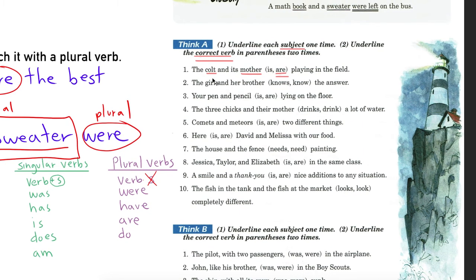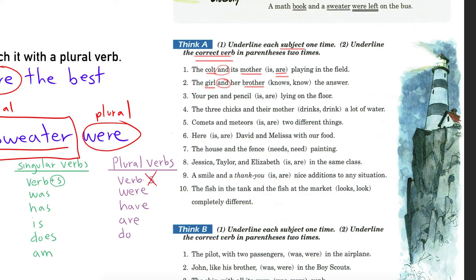Okay. So plural, if it's connected by and, if it's a compound subject, which means 2 subjects are connected by and, we need to use a plural verb. Okay, we do one more together. The girl and her brother knows or know the answer. So the subjects are girl and brother. They're connected by and. You don't need to circle it. So does that mean we have to use a singular verb or a plural verb?